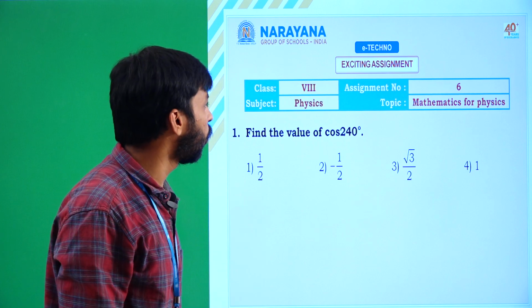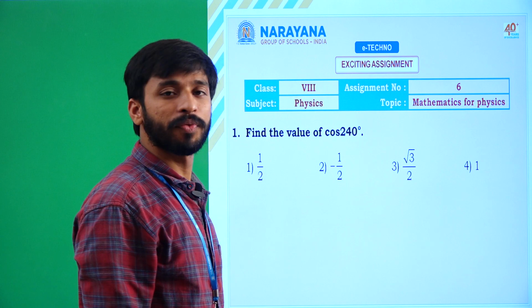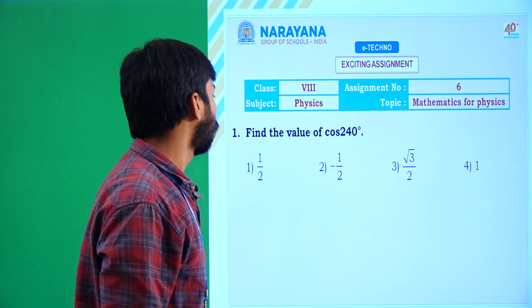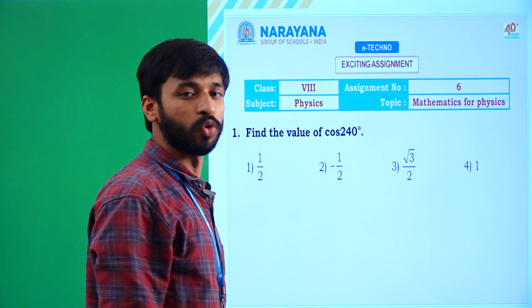Today we are discussing assignment 6, mathematics for physics, class 8th. The first question is: find the value of cos 240.